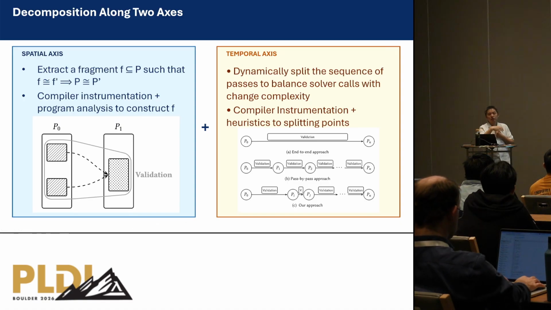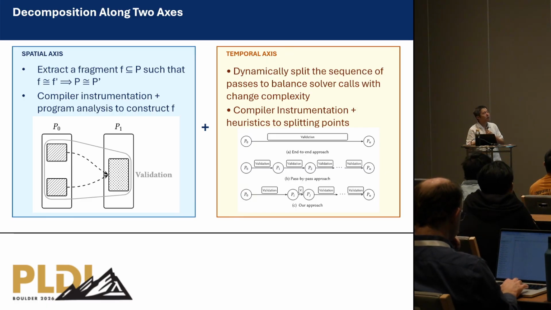So this slide shows what we do and how compiler optimization and compiler instrumentation can help. For the spatial angle, we can track LLVM's optimization source code, and we can know exactly what part of the program has been changed. Instead of encoding the entire program, we only encode the gray parts, the changed parts, into SMT constraints, and then prove they are equivalent.